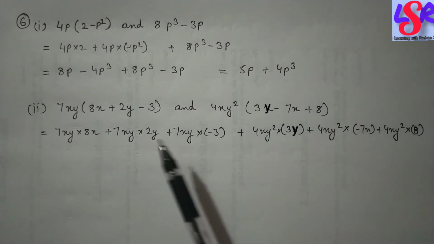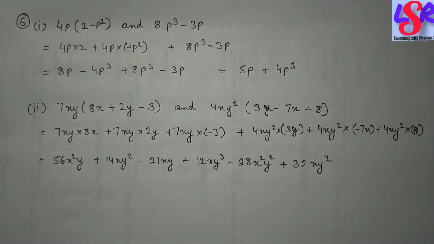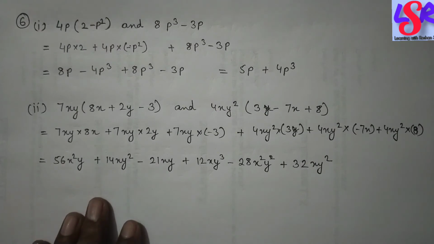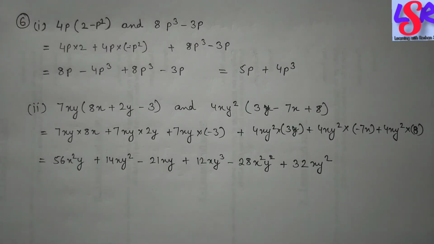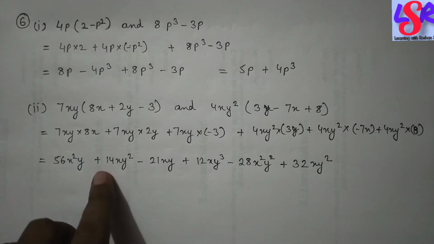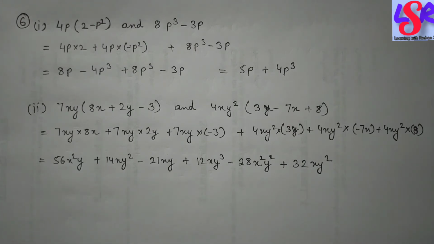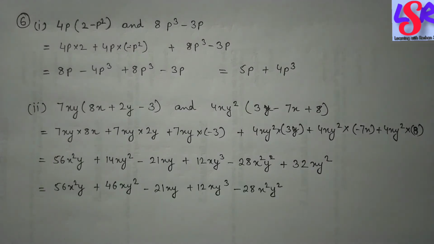And on solving it we get, then after multiplying we'll see which of them are like terms. And going through it we see that 14xy square and 32xy square are the like terms, and we are going to add these two, and 14 plus 32, that is 46xy square, and the rest of them will be copied. And here we get this as the final answer.